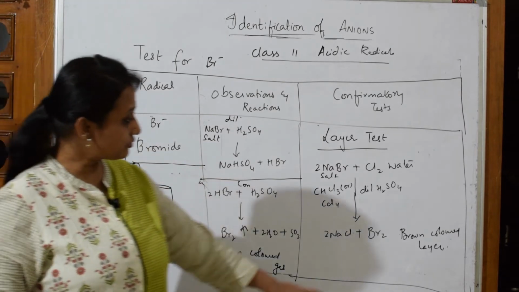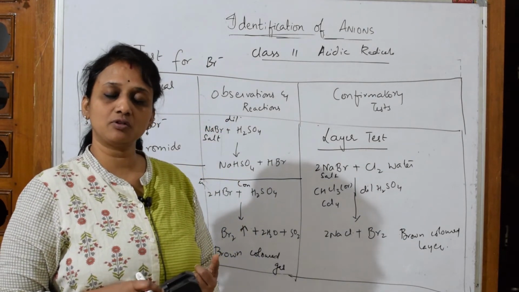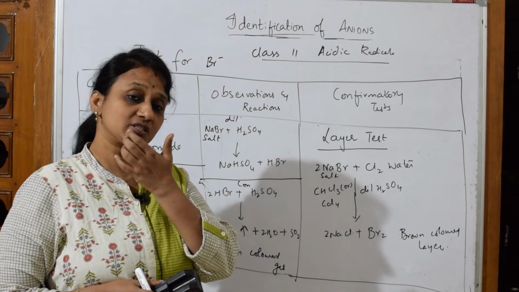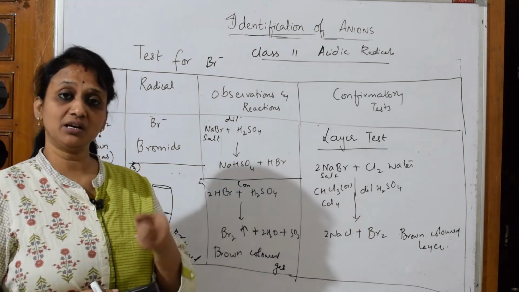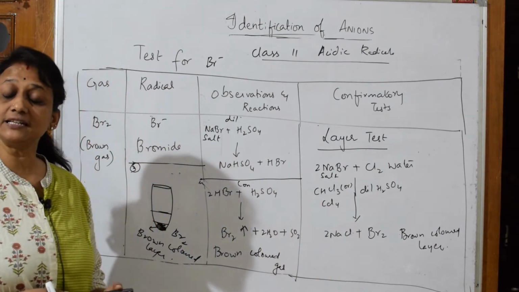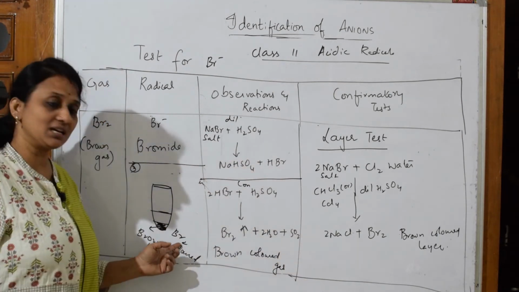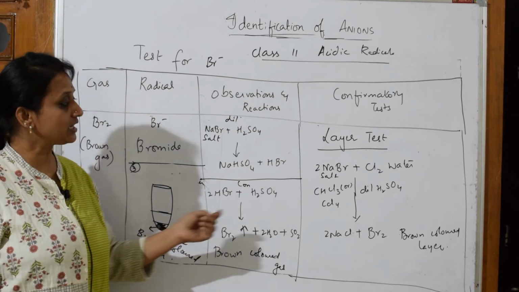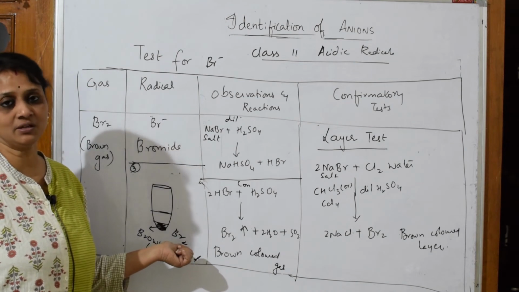The formation of a brown colored layer at the base of the test tube after adding chlorine water and organic solvent is the confirmatory test, called the layer test. What is this? The conversion of Br minus to Br2. By which one is it converted? The organic solvent is converting that Br minus to a covalent compound. We very well know bromine is a covalent compound. Covalent compounds are soluble in which solvent? They are soluble in organic solvents. So it confirms that bromine is present in the given salt.